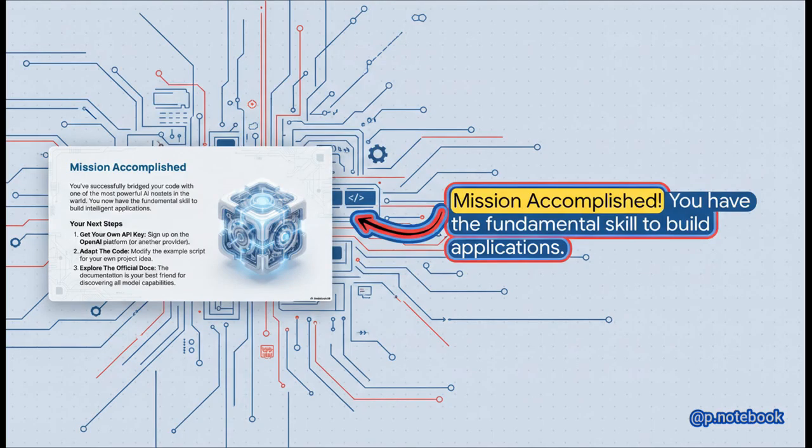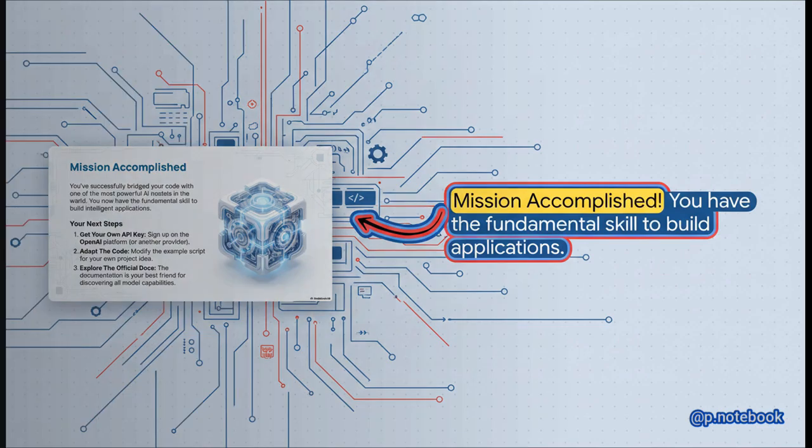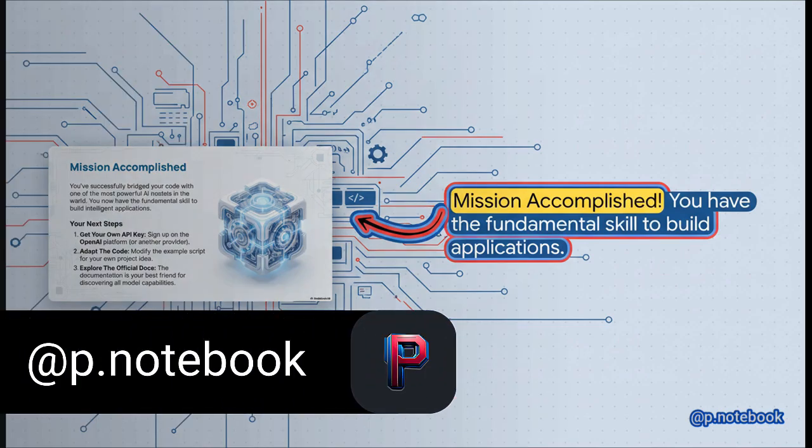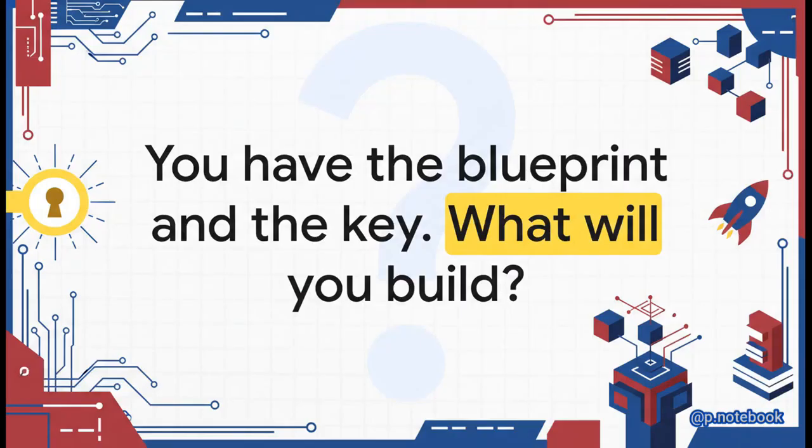And with that, mission accomplished. You've officially bridged the gap. You've connected your own code to one of the most powerful AI models on the planet. The big takeaway here is this. You now have the foundational skill you need to build intelligent applications from scratch. So, you have the blueprint we just went through. You know how to get the secret key. The only real question left is, what are you going to build first?